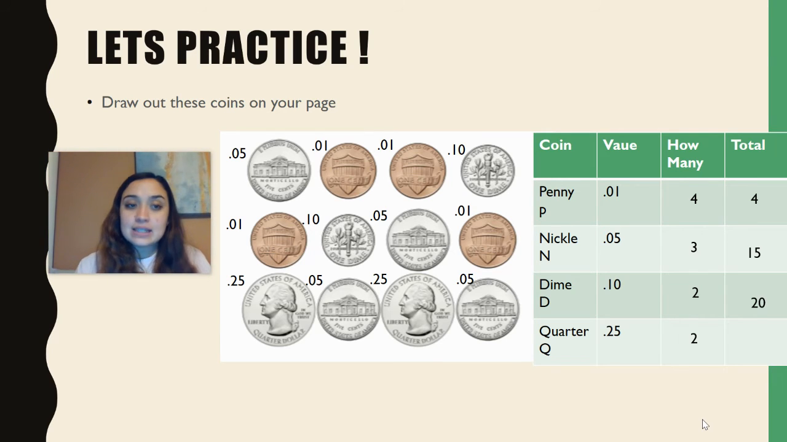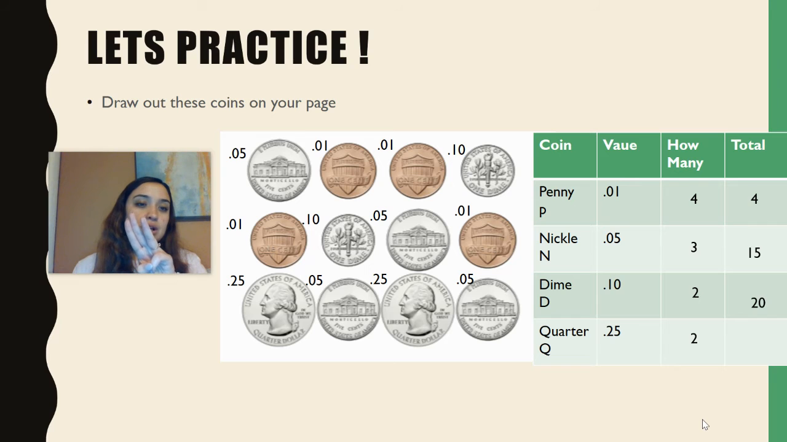Perfect. Last but not least is my quarters. And my quarters are worth 25 cents each. This might be a little harder to skip count by 25, but we're really familiar with quarters, right? When we have 1 quarter, it's 25 cents. And then if we want to buy something, like from the snack bar, we usually have to have 2 quarters because that's how much? 50 cents. Very good. And I know we have two quarters, so I'm going to stop there.